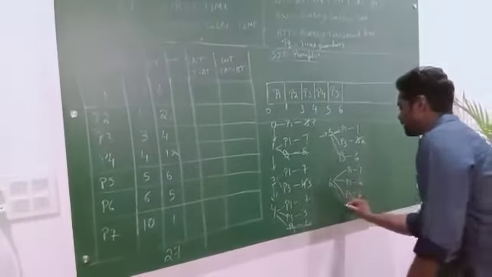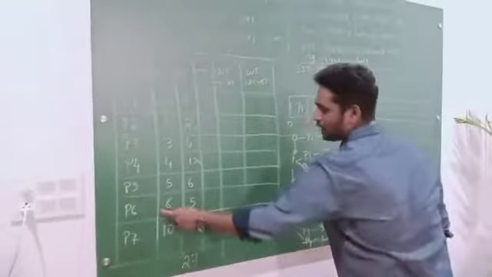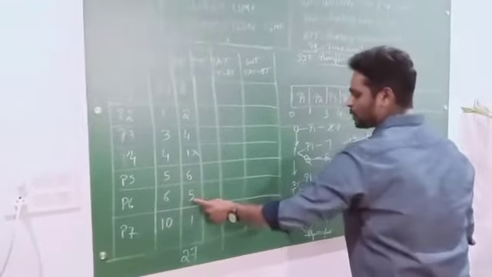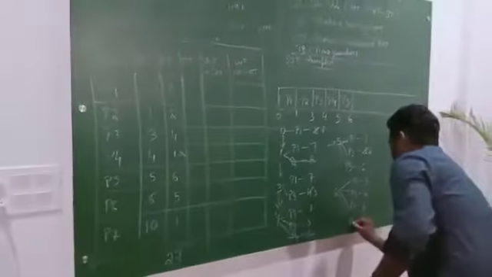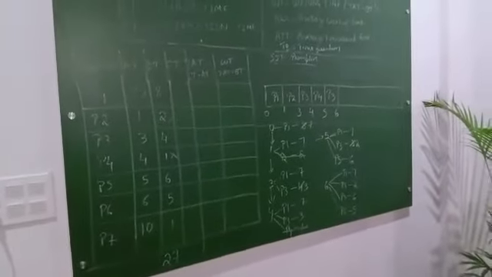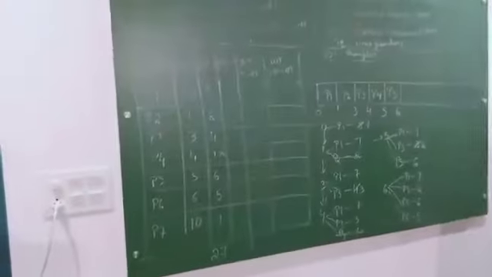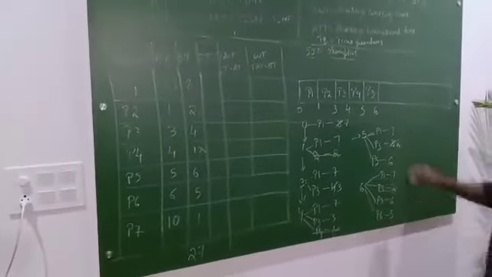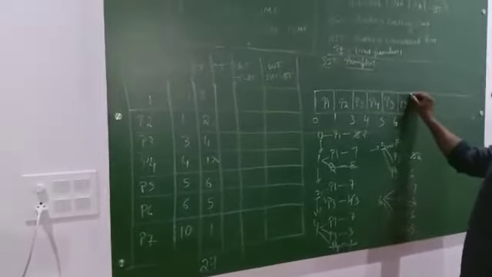At 6 seconds, a new process arrives in your ready queue. Arrival time 6, which one is that? P6. It has a burst time of 5. Okay, now among these, which has the shortest time? Your P3 process has the shortest time, so P3 will execute again.